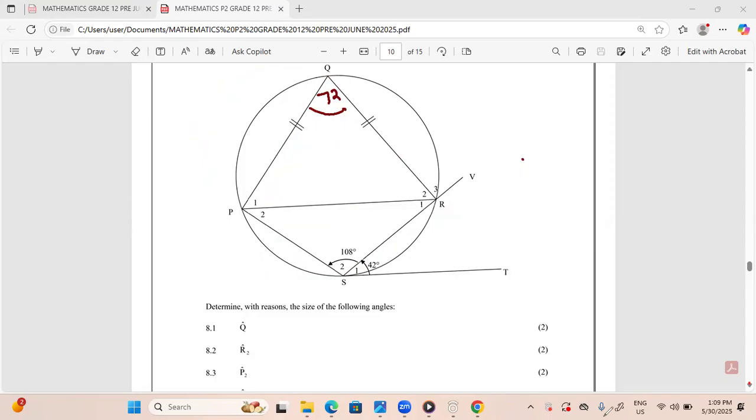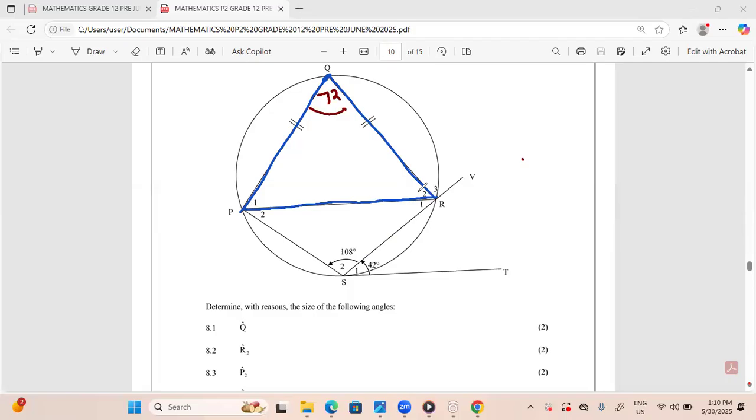Now, the next question, 8.2, says, find R2. Expect a triangle which is called an isosceles triangle in your exam. I've never seen Euclidean geometry questions without an isosceles triangle. They love this isosceles triangle so much. So if you look at the triangle Q, P, R, this triangle QPR is an isosceles triangle.